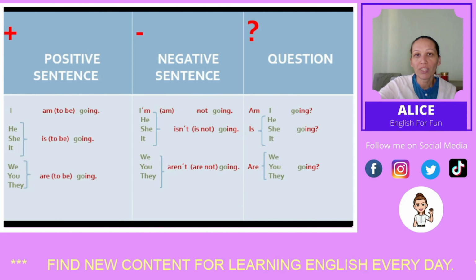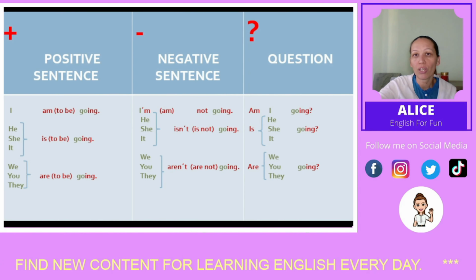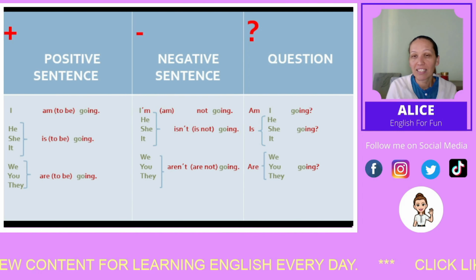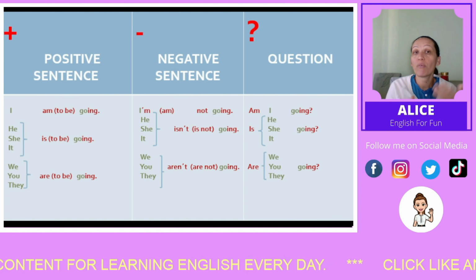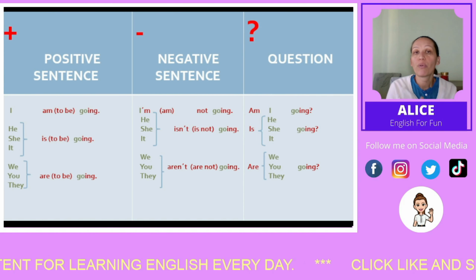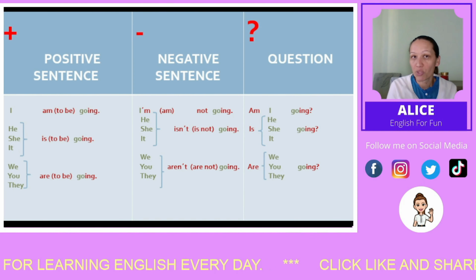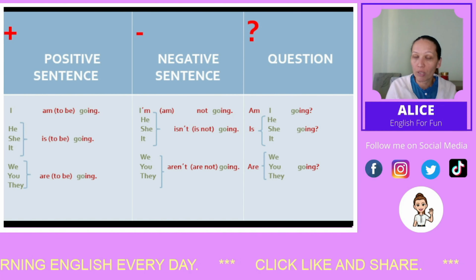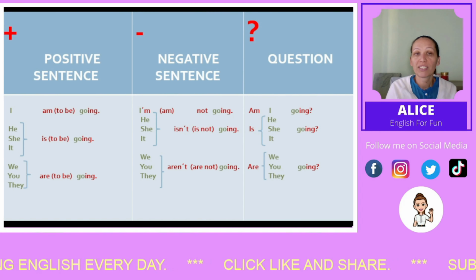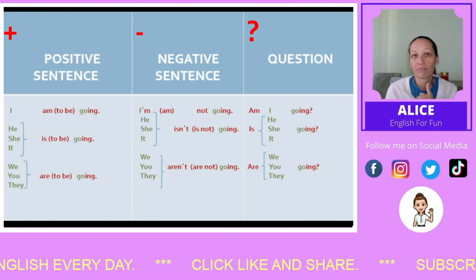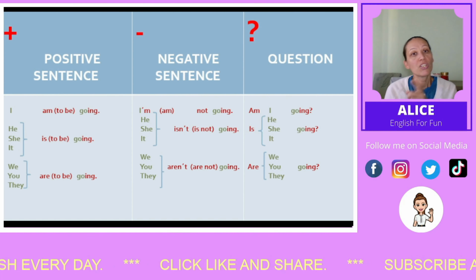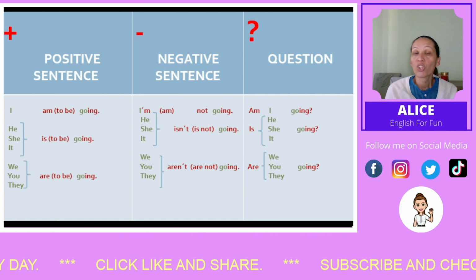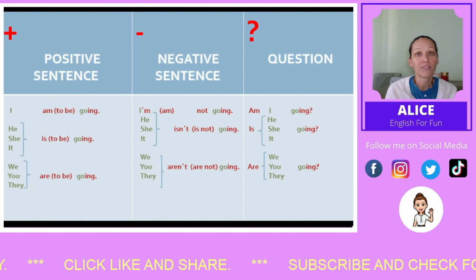Excellent. Let's move on, and now in the next bit we are going to learn how to make positive, negative sentences and questions. Okay, so I have seen before, to make a positive sentence we should use a subject, a particular form of verb to be, and verb with ing ending. So for example, I am going, he is going, she is going, it is going, we are going, you are going, and they are going.